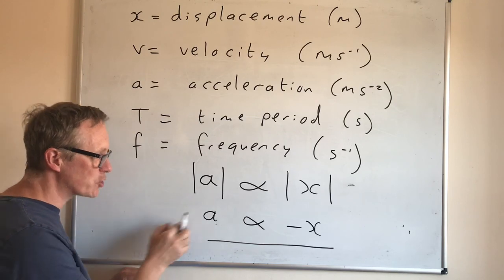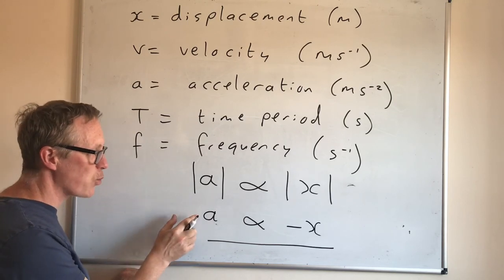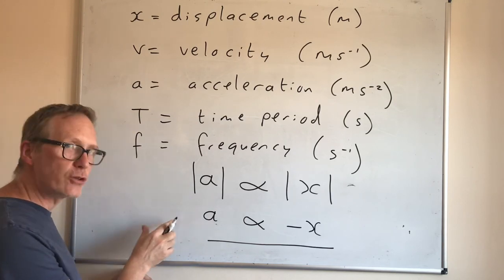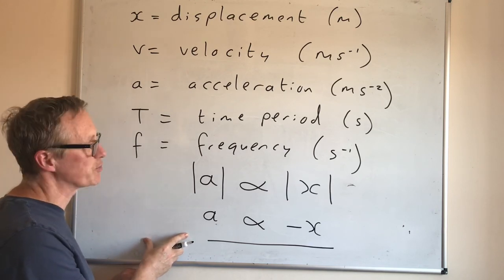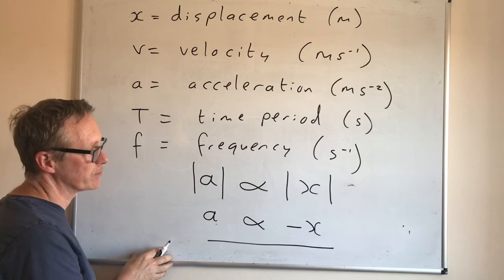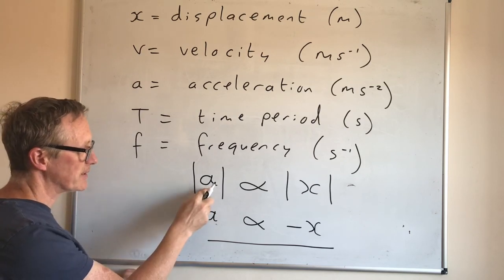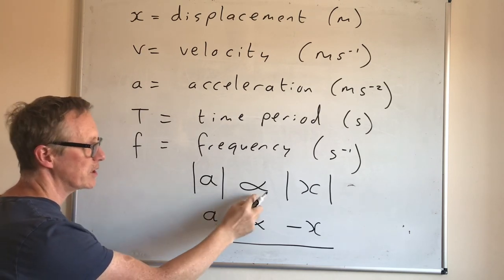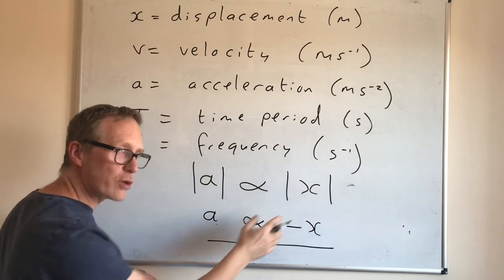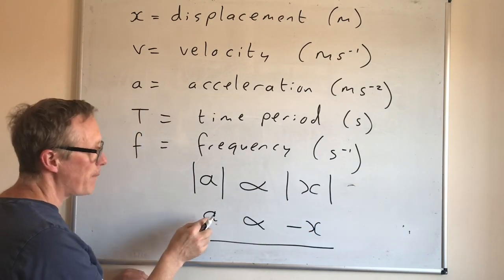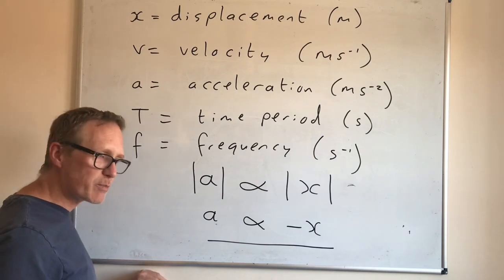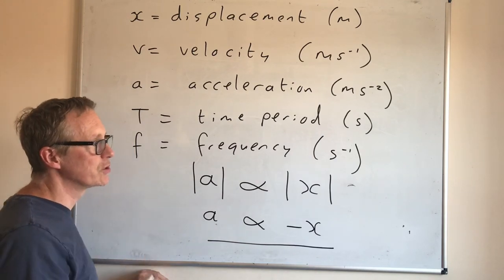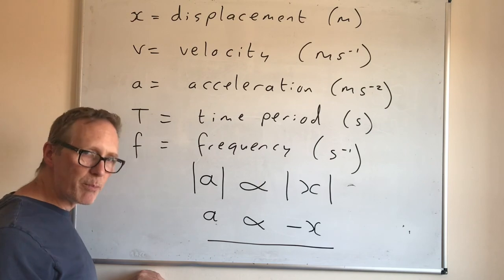Now if this is true, you can start from this one point and you can work out the motion of a pendulum or a mass that's oscillating on a spring and predict its motion. That the size of the acceleration is directly proportional to the size or the magnitude of the displacement, but the acceleration is always in the opposite direction to the displacement. If these things are true, the thing is moving with simple harmonic motion.